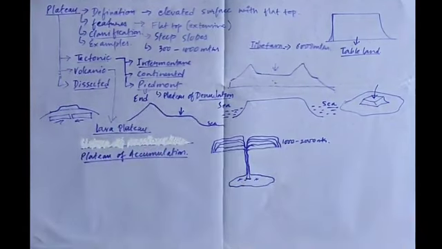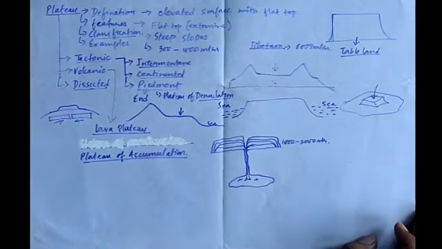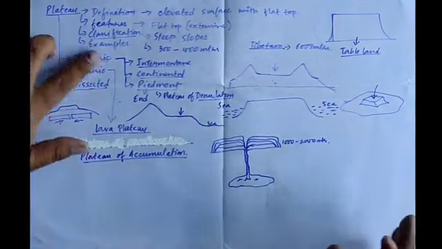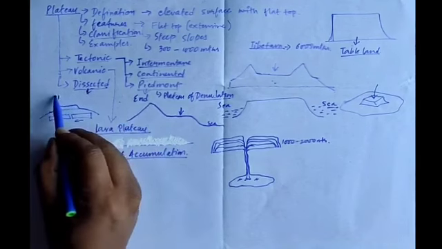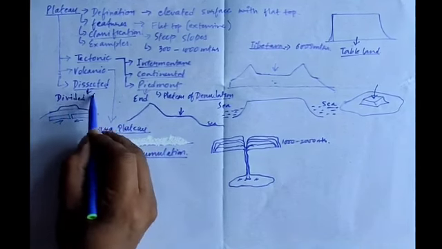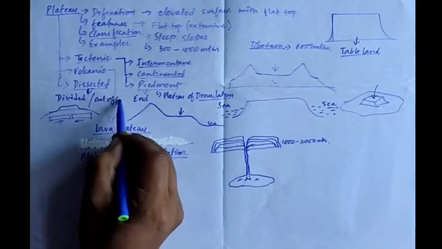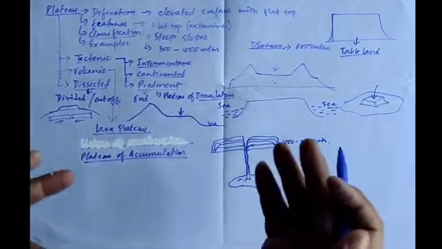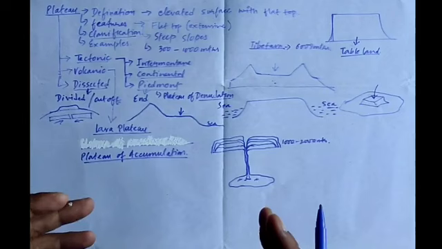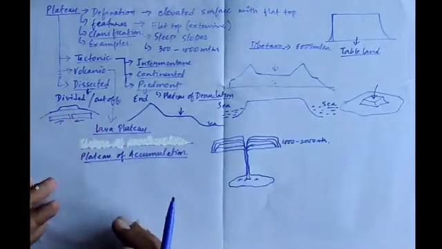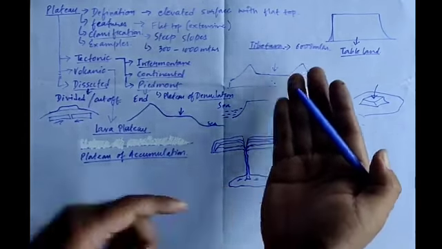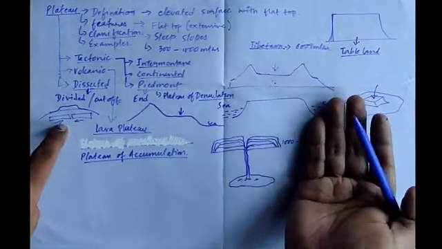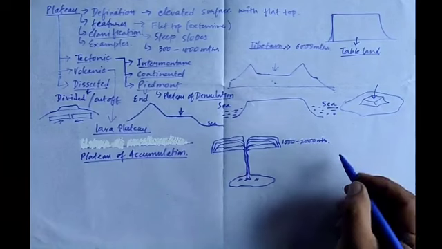Next we have the dissected plateaus. Now dissected plateaus, as the name suggests, the meaning of dissected is cutting off, or divided from the main structure. Okay, it gets divided or cut off from the main structure, then it is known as dissected, isn't it? So the thing is that now the plateau has formed. It has formed due to the tectonic movements, or due to the volcanic deposits and all, isn't it? The plateau has already formed.